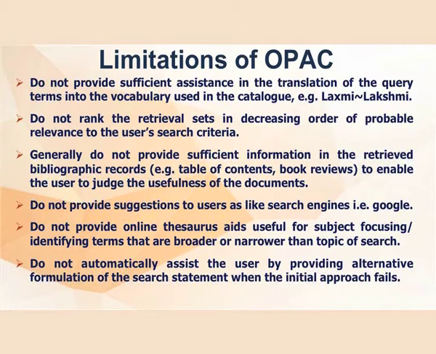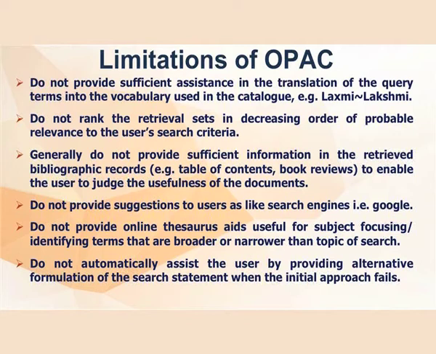Another limitation is relevance ranking. It does not rank the retrieval sets in decreasing order of probable relevance to the user's search criteria. Another limitation is that generally it does not provide sufficient information in the retrieved bibliographic records, like table of contents or book reviews, to enable the user to judge the usefulness of the document.